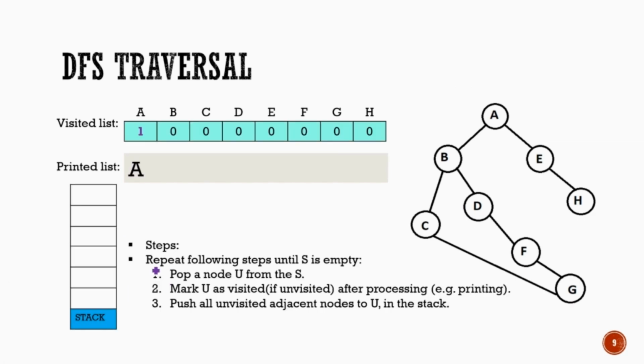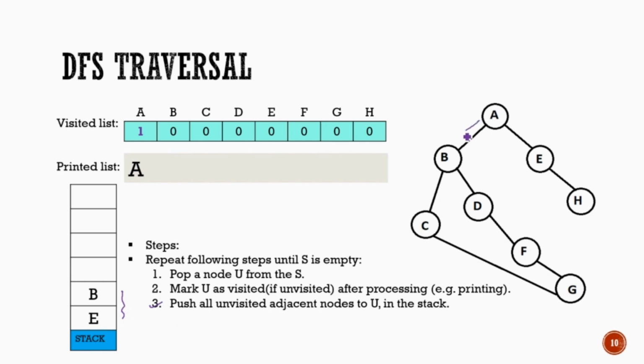Then we repeat the following tasks. We take a node from the stack, mark the node as visited and print the content. And after that we look for the adjacent nodes. So we take A from stack and print it and also mark it as visited. We look for the adjacent nodes of A and we push the nodes in the stack. The adjacent nodes of A are B and E.